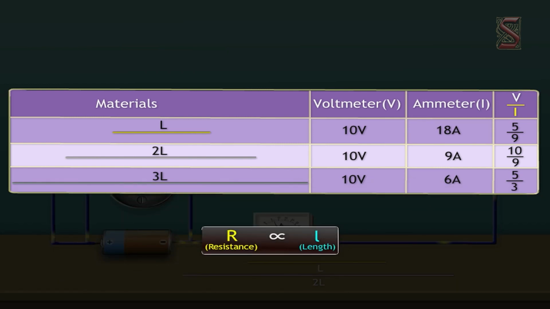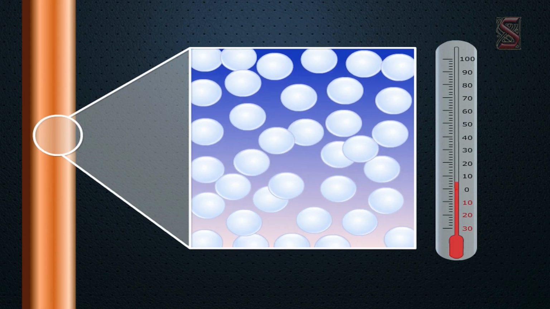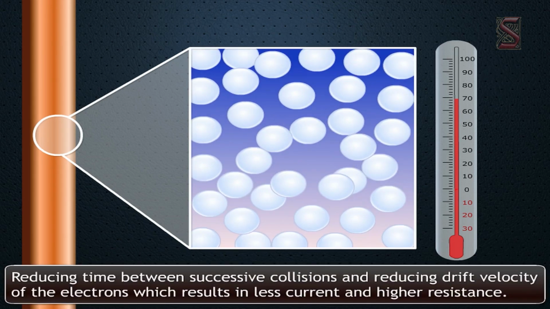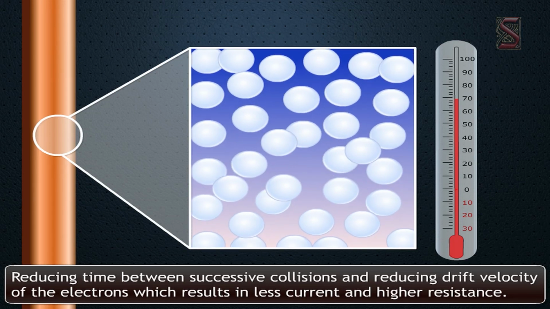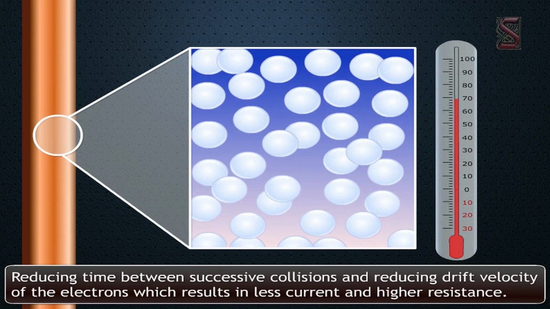Apart from these factors, resistance also depends slightly on temperature. In general, resistance increases with increase in temperature. Higher the temperature, faster will be the oscillations of the ions in the conductor, and the moving electrons will have to undergo more number of collisions per unit length of the wire, thereby reducing time between successive collisions and reducing drift velocity of the electrons, which results in less current and high resistance.